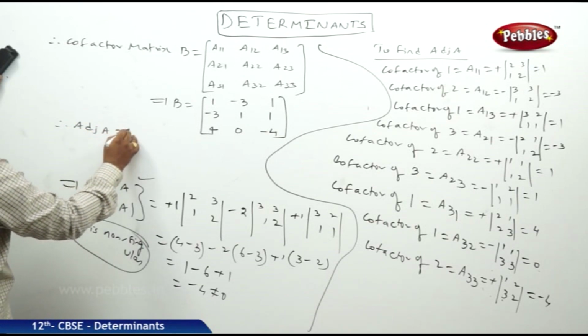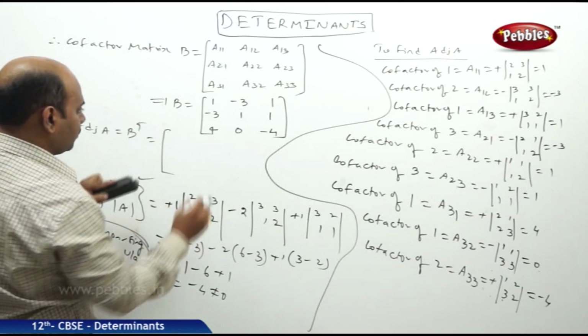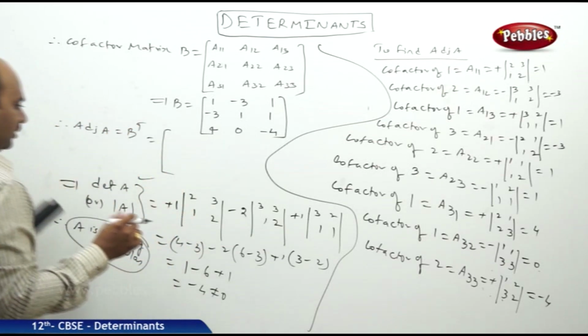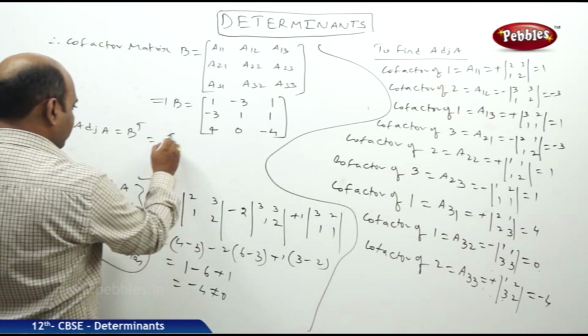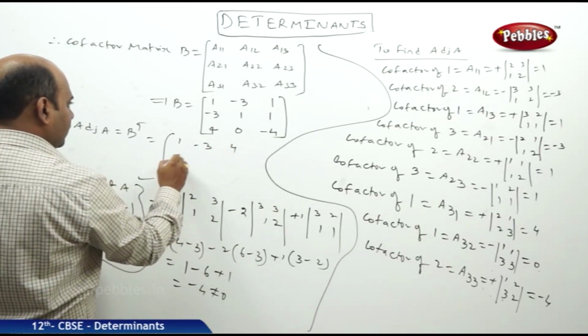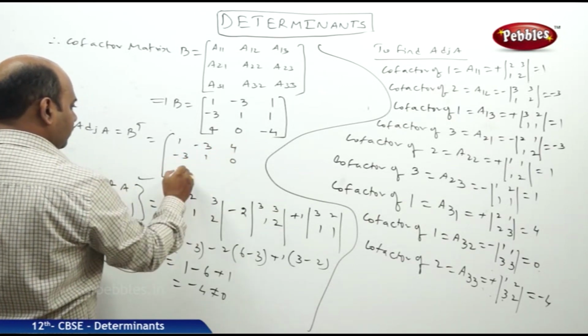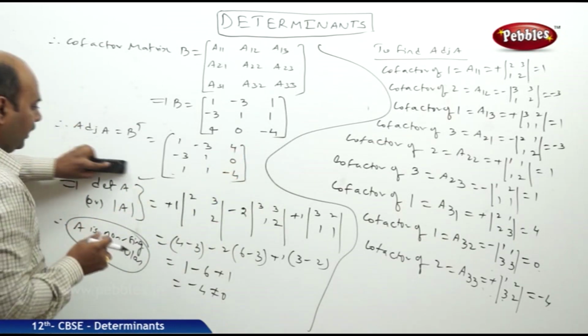Adjoint of A is nothing but B transpose, so B transpose we should write like this. B transpose means, neatly here I am writing: 1, minus 3, 4; minus 3, 1, 0; 1, 1, minus 4. So this is adjoint A.